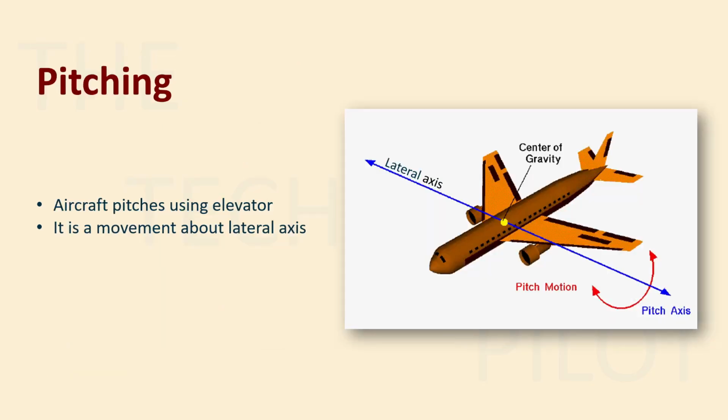Now we have pitching. What is pitching? Pitching, again, you might have heard this many times, but what actually is pitching? Pitching is done in an aircraft by using elevators. So we have elevators which are used for pitching. What are elevators? Elevators are these components at the end of the aircraft, the tail section, that are attached for the pitching movement.